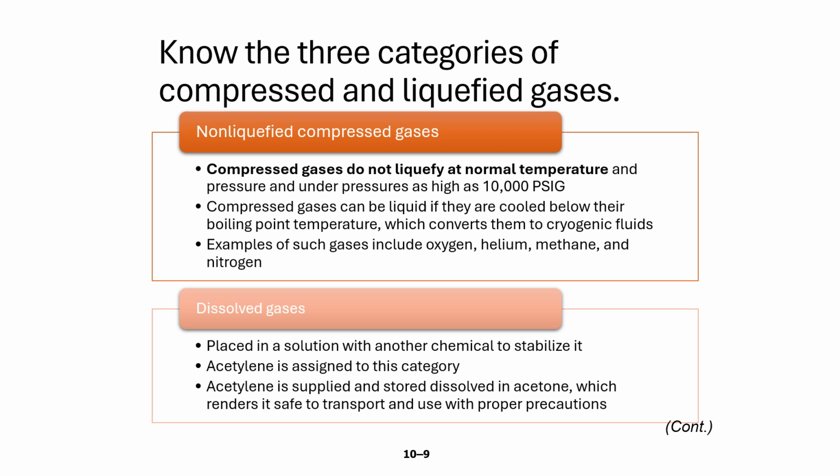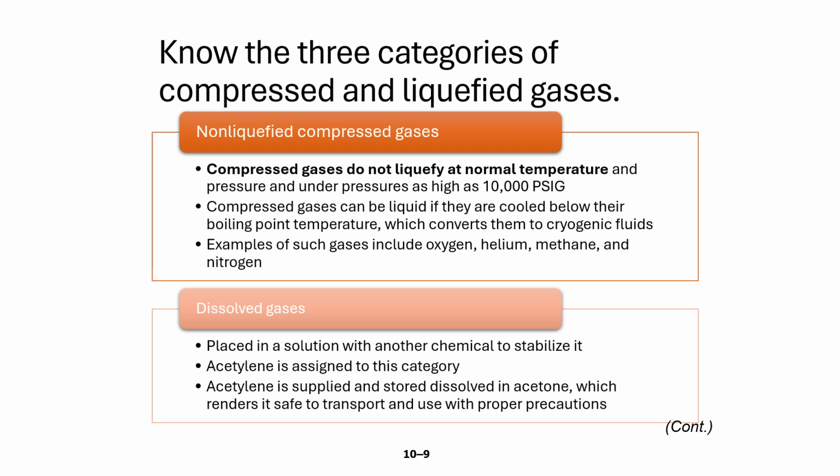Okay, as far as we look at gases, they're categorized into three groups depending on their physical state and containers under certain temperatures and pressures and their range of boiling points. The three categories are non-liquefied compressed gases, liquefied compressed gases, and dissolved gases.